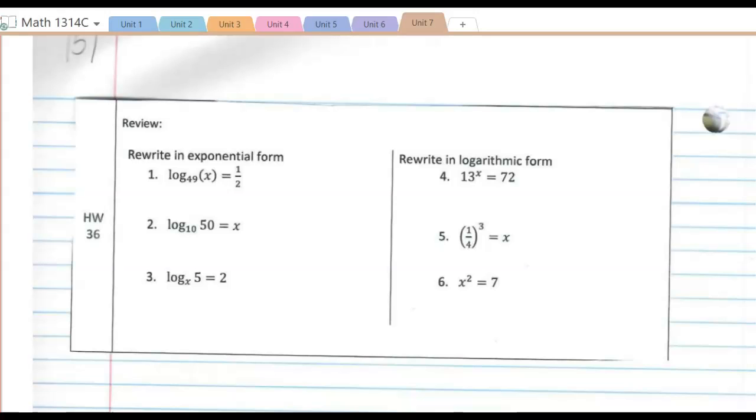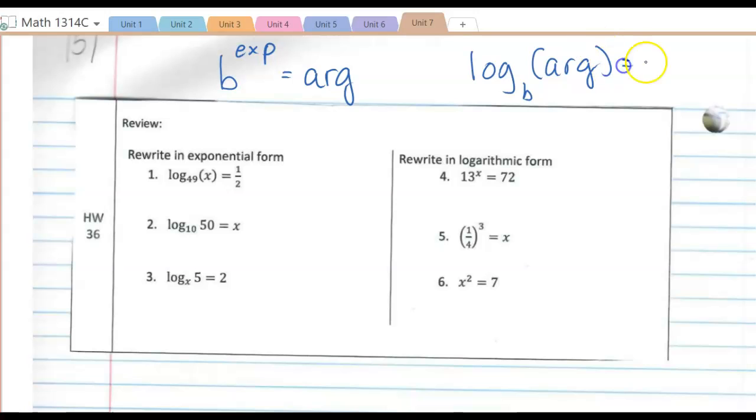The big key thing to remember here is that if we have a base to some exponent, it's equal to some argument. If we want to rewrite it in terms of log, we will actually get the log of that same base of the argument and have it equal to the exponent. One way to remember this is that we get our base to the exponent to get you to the argument. So let's do that for number 1.